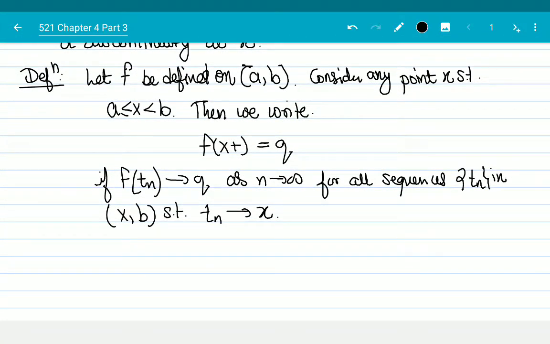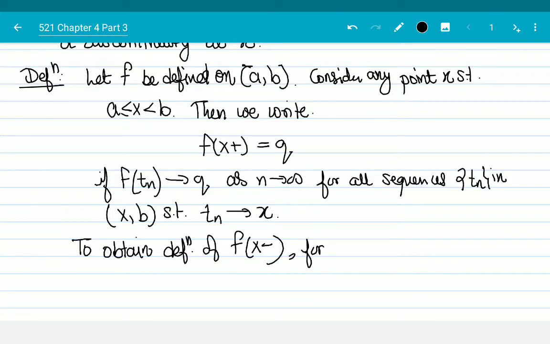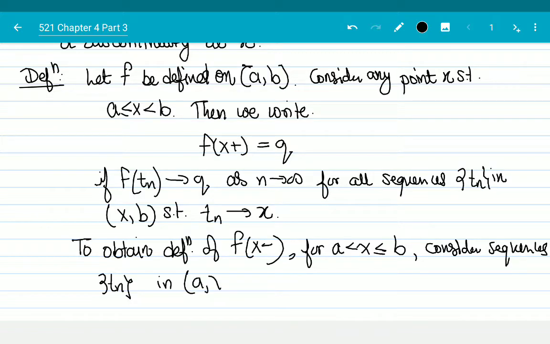To obtain the definition of f of x minus, for a smaller than x smaller than or equal to b, consider sequences tn in (a, x) such that again tn converges to x.